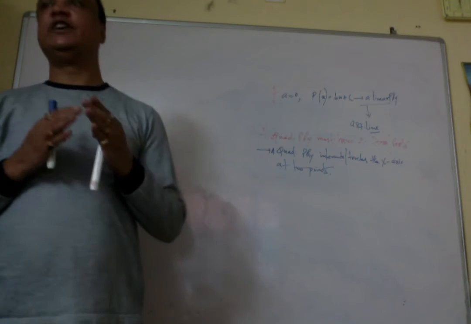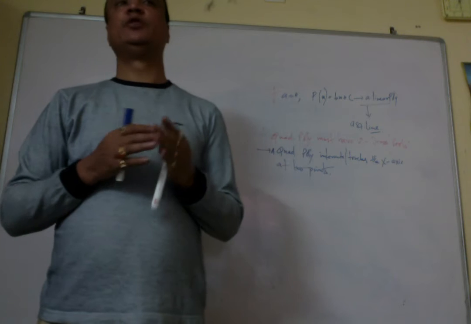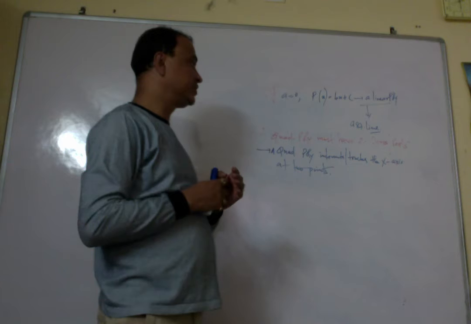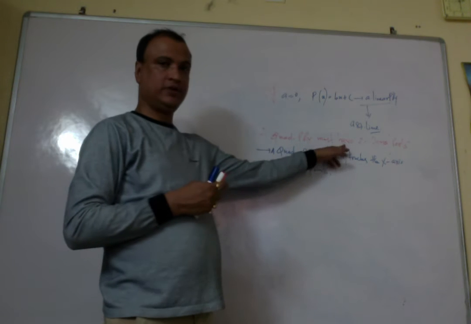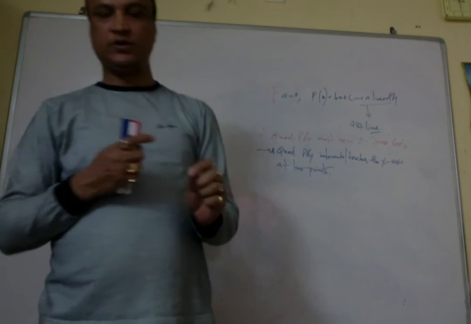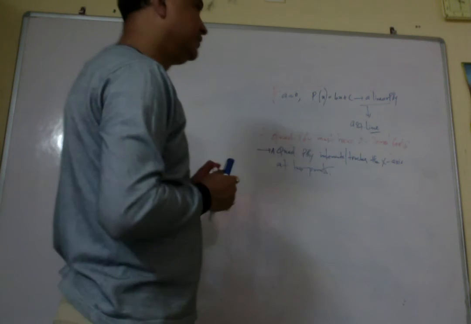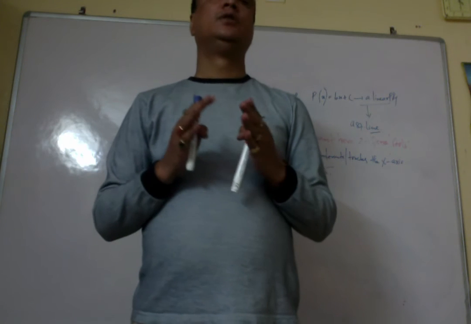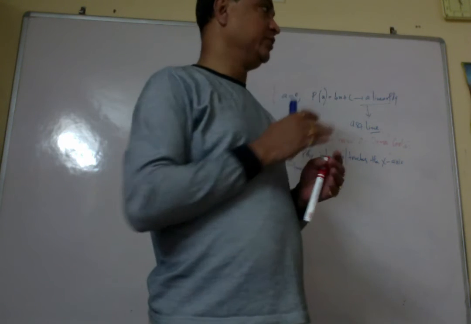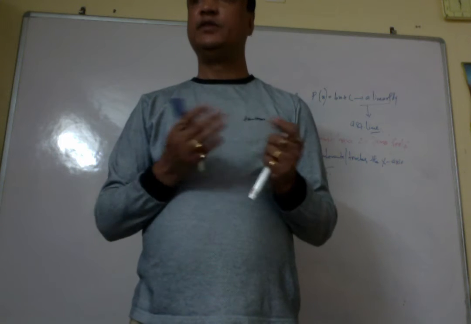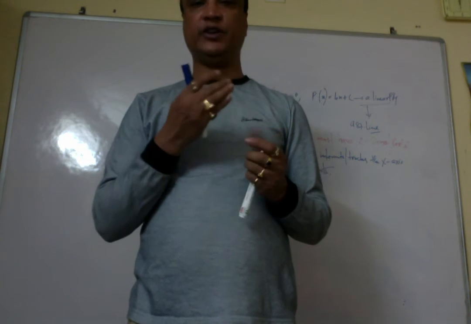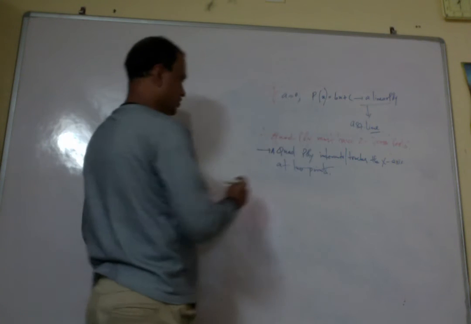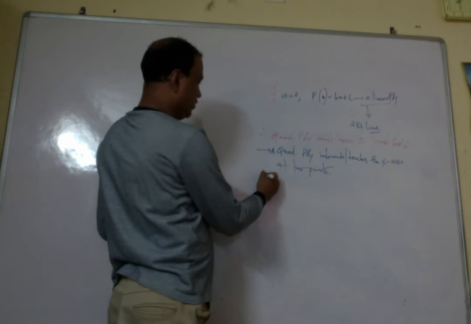So a polynomial of degree n has how many roots? A polynomial of degree 2 has how many roots? 2 roots. A polynomial of degree 3 has 3 roots. A polynomial of degree 4 has 4 roots. Similarly, a polynomial of degree 10 has 10 roots. In that case, a polynomial of degree n has n roots. Clear? So we focus on this. A quadratic polynomial must have 2 roots.